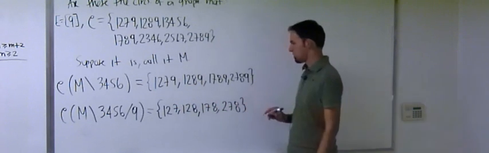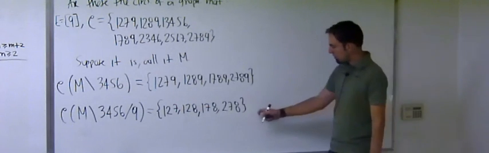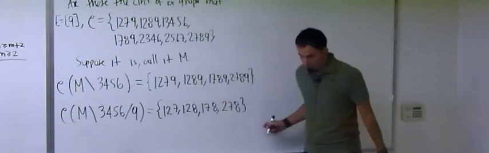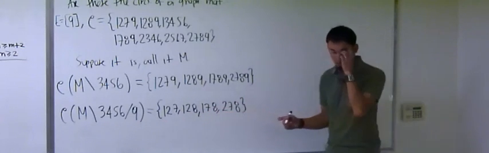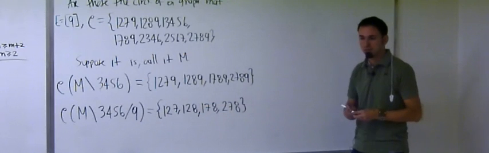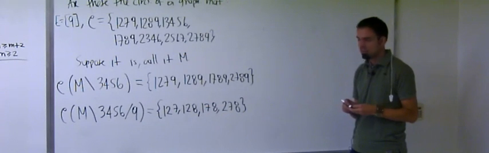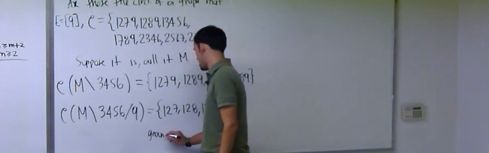And you get 1, 2, 7, 1, 2, 8, 1, 7, 8, 2, 7, 8. And I get a matroid where these are the circuits. Do you know this matroid? Does it look familiar? What is the ground set of this matroid? 1, 2, 7, 8. Okay.